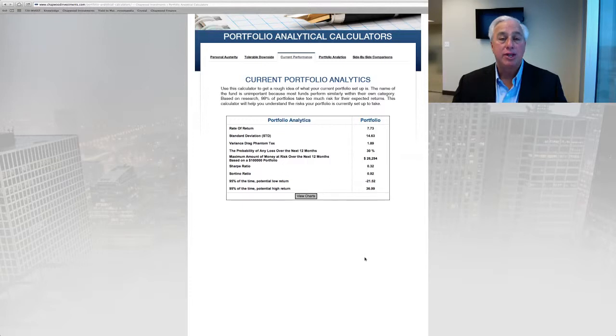And the amount of money at risk, if in fact you put $100,000 in, the maximum amount of money at risk is $26,000. Sharpe ratio, Sortino ratio, and that range of returns in this particular portfolio allocation, you would have had just as good a chance, and listen to how I say this, just as good a chance of losing 21% of your money as you did making 36.99%. And no one can tell you what is going to happen. So that's what that gets you.